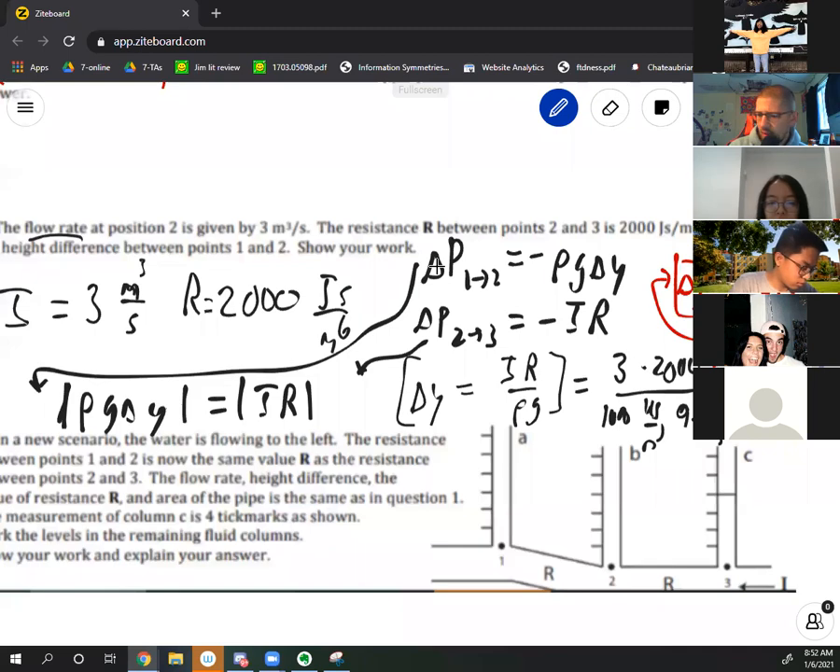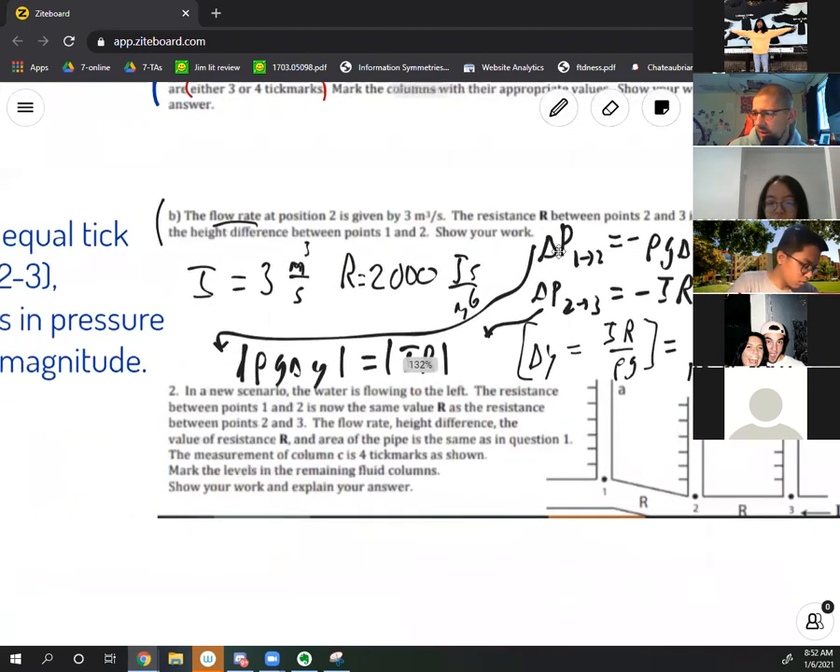You could also just say, if you wanted to totally nix thinking about the magnitude, instead what you could do is solve it by saying delta P 1 to 2 is equal to negative delta P of 2 to 3. So I have an increase in pressure from 1 to 2, and a decrease in pressure from 2 to 3, and they're the same size.